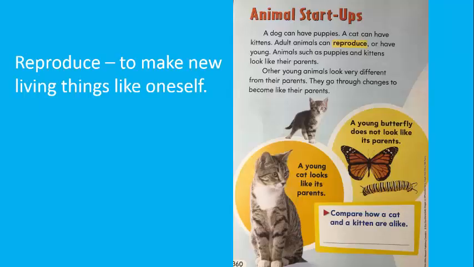If you'll turn to page 360, we'll find our first word. The word is highlighted in yellow, and it's the word reproduce. Reproduce means to make new living things like one's self. If you look, you see an adult cat and you see a kitten. An adult cat reproduces, and that makes a kitten.